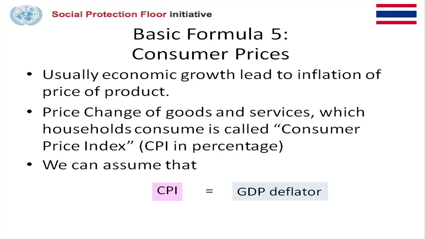The next one is the last formula. We call it consumer price. Usually when economic growth, it's unavoidable to prevent the price inflation. And by theory, it can be changed different. Because when you said about the GDP deflator, it's the price change of all of the activity in the economy.